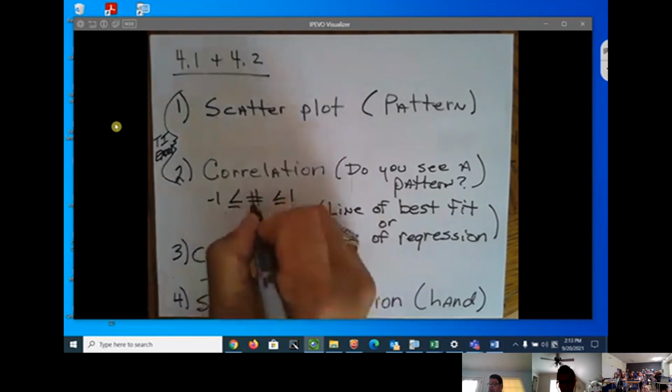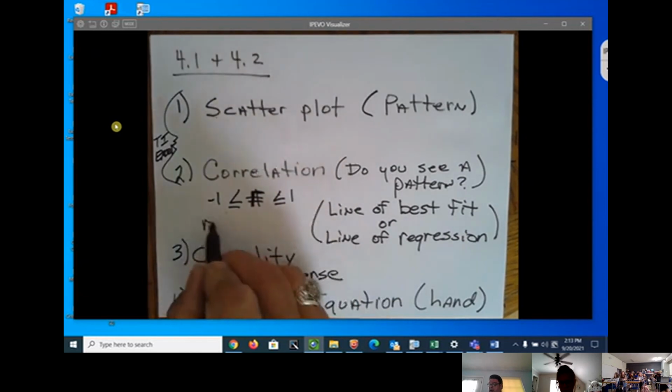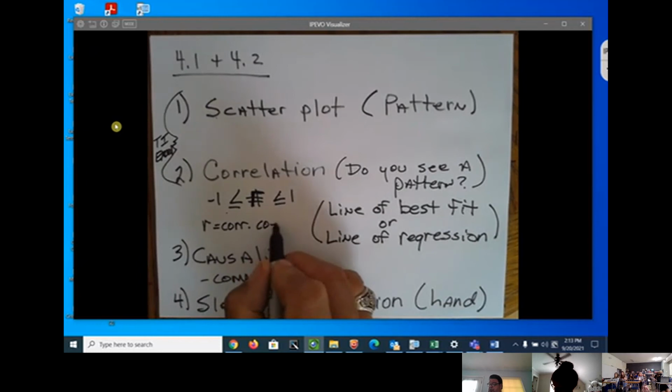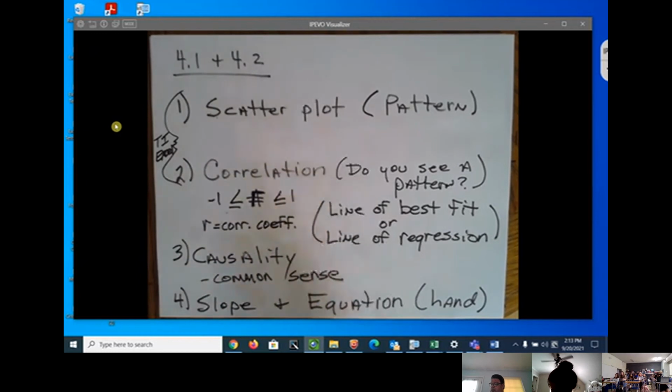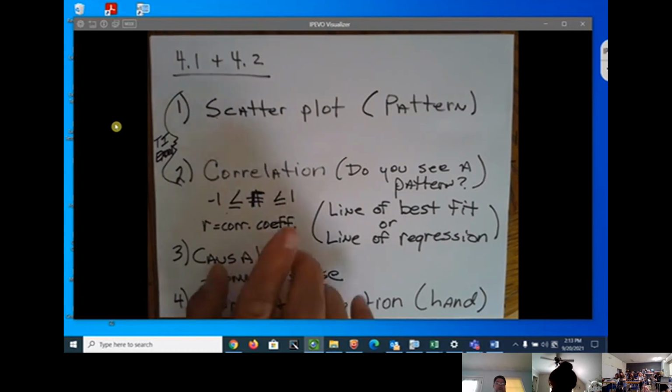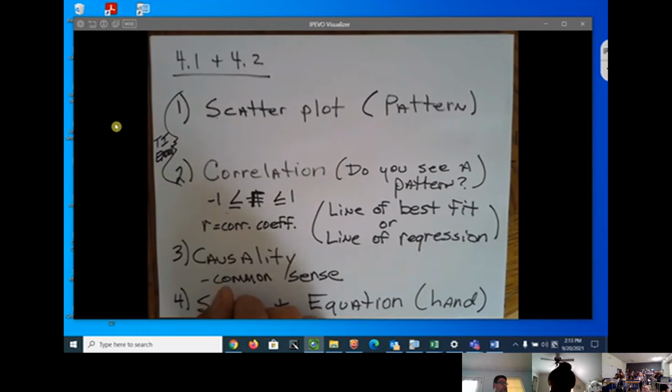And that's not a number, this is R. I keep forgetting to put R. R is called the correlation coefficient. So make sure you make that note. R is between -1 and +1. And there's one more thing about the correlation coefficient that is a test question. And here's the test question.